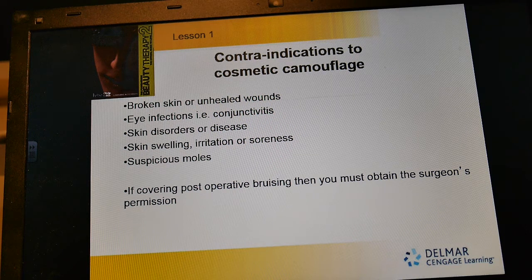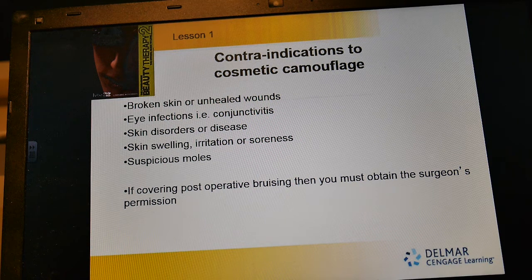So anything like broken skin or unhealed wounds, okay, so if they're open, if they're weeping, then you cannot work on those areas. Okay, obviously if someone has bacterial eye infections such as conjunctivitis, we need to avoid because they're highly contagious. If there's any skin swelling, irritation or particular soreness of the area that you have been asked to work on, I would always make sure that you be mindful of that.